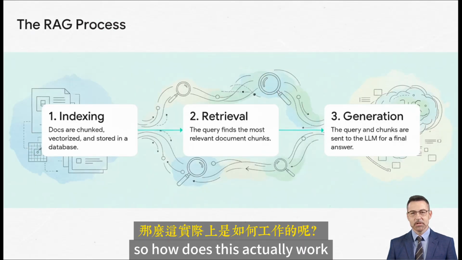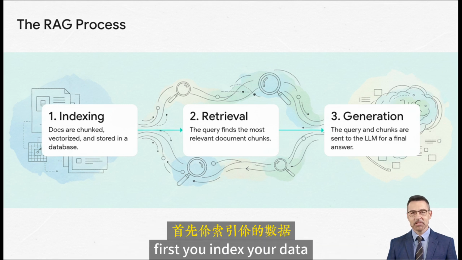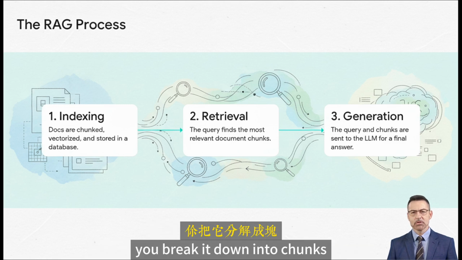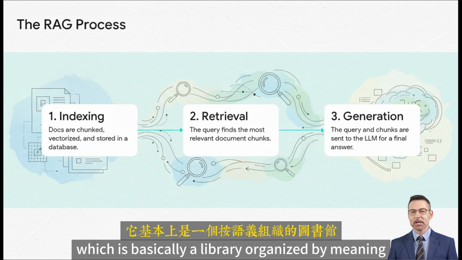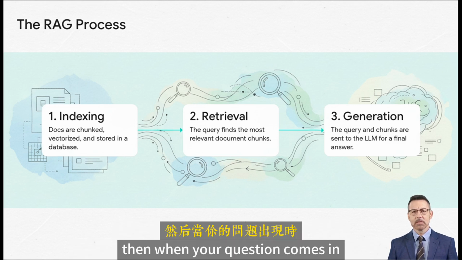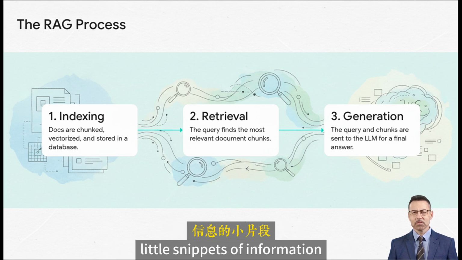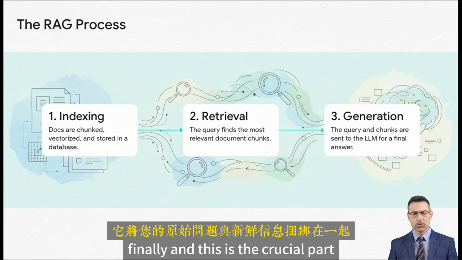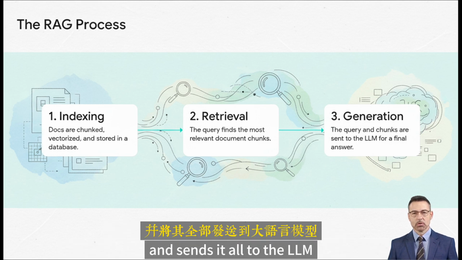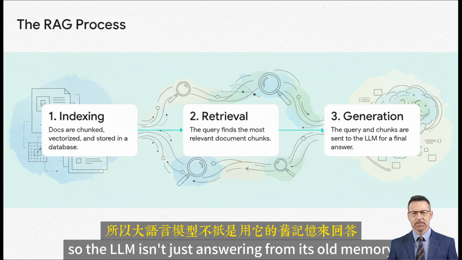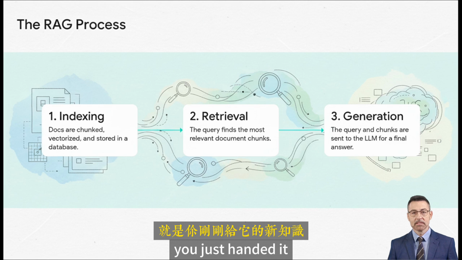So how does this actually work? Well, it's this really elegant three-step dance. First, you index your data. You break it down into chunks and store it in a special vector database, which is basically a library organized by meaning, not just keywords. Then when your question comes in, the system retrieves the most relevant little snippets of information. Finally, and this is the crucial part, it bundles your original question with that fresh info and sends it all to the LLM. So the LLM isn't just answering from its old memory, it's answering based on the perfect factual context you just handed it.